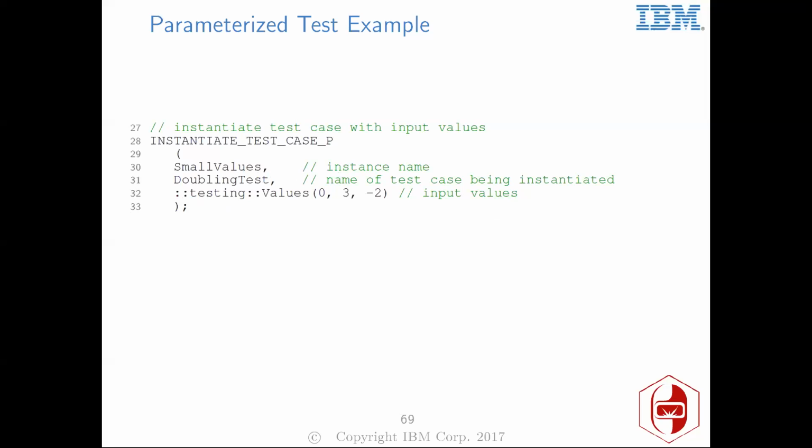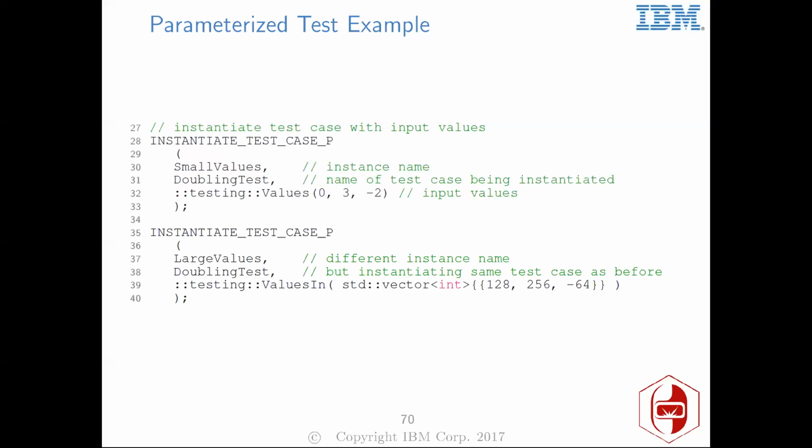So this is our first instantiation. And I'm going to create a second one to prove my point that we can indeed instantiate a test case multiple times. This time, however, I will use the ValuesIn function that takes as argument a standard container, and it will extract the input values from this standard container. In this case, I am defining one on the fly, but you could imagine that the standard container is actually returned by some function defined elsewhere that does more complicated things than only specifying 3 input values.